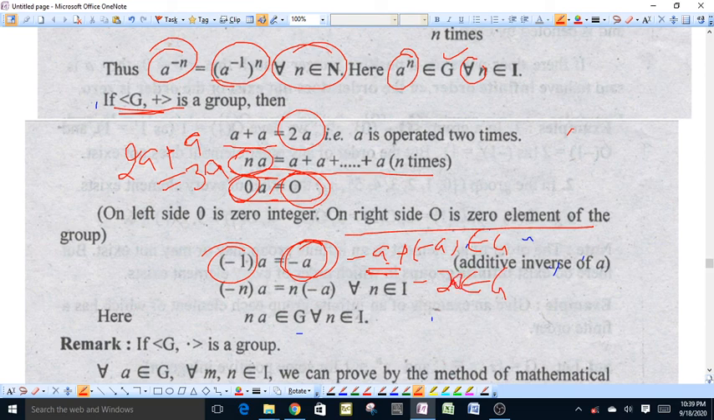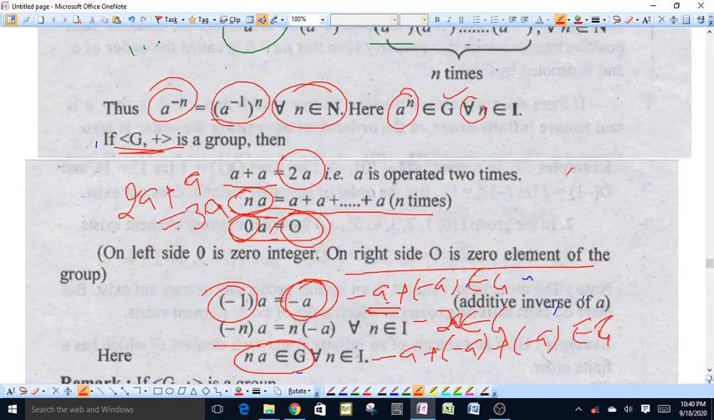Similarly, minus a plus minus a plus minus a plus minus a also belongs to G due to closure property, and so on. This means minus n into a, which is equal to minus a plus minus a plus minus a, n times, also belongs to G for all a elements of G.